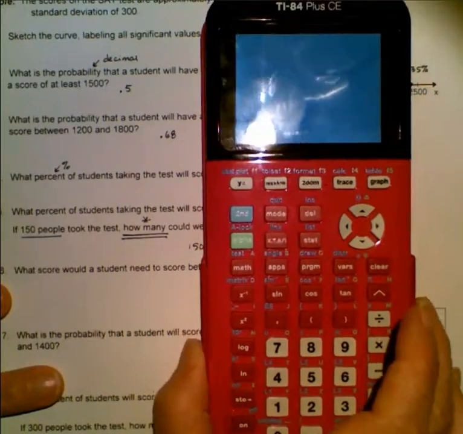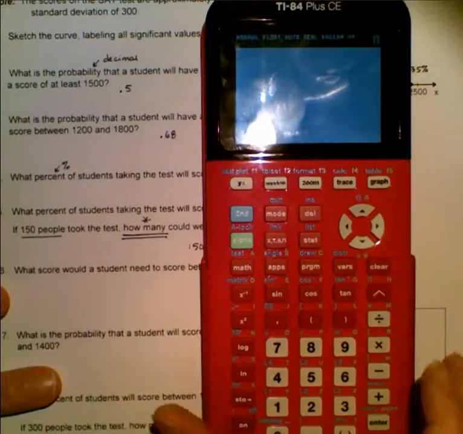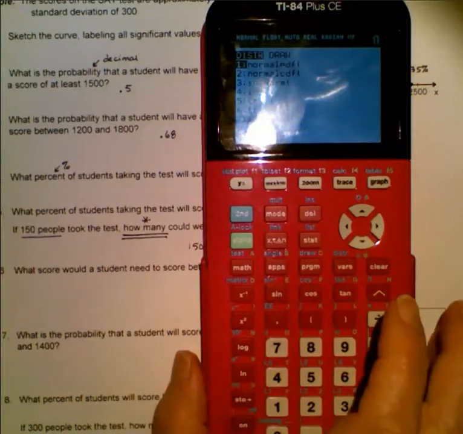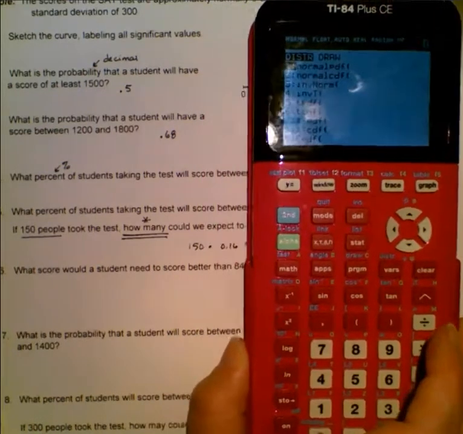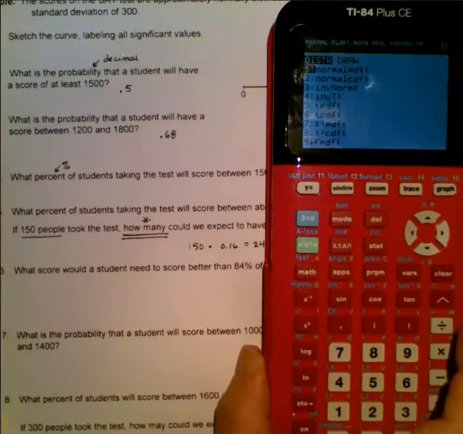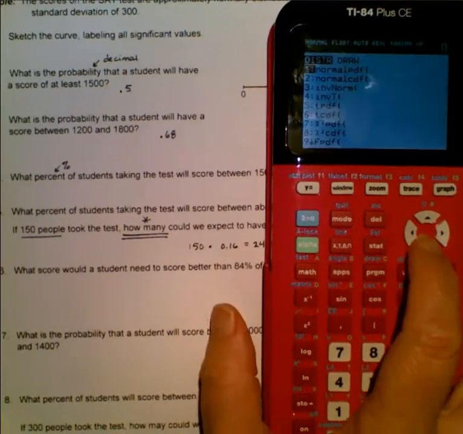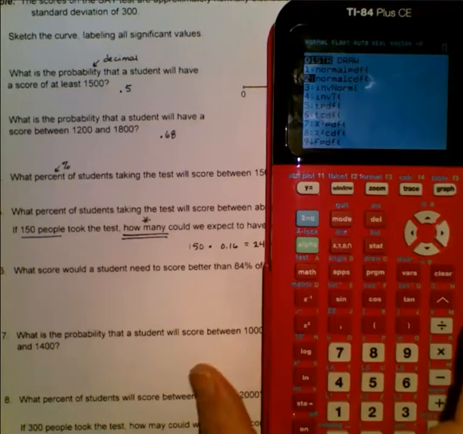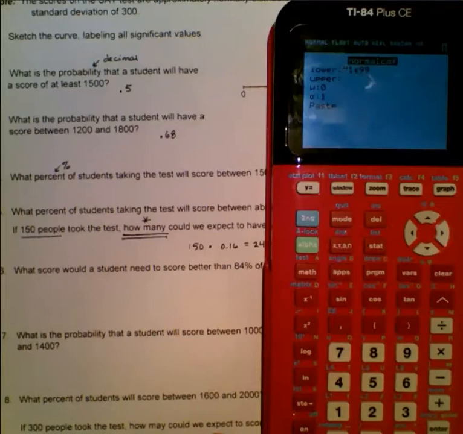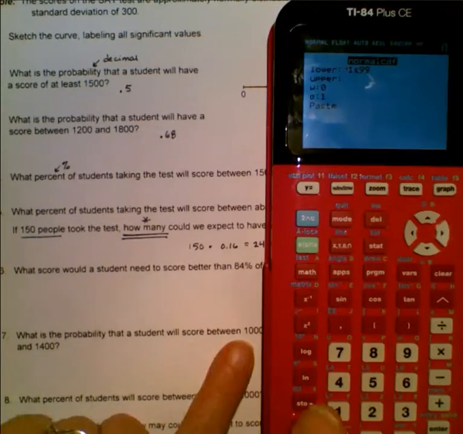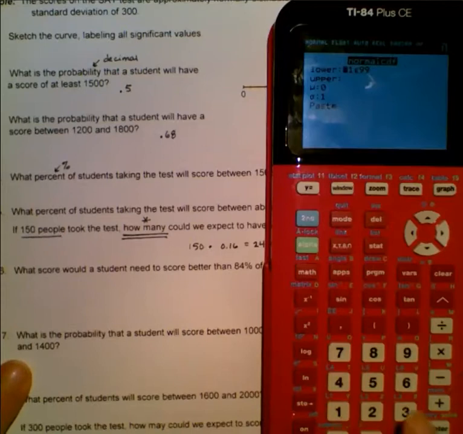So we are going to press second and vars. Let me see if I can get the glare off the screen here. Second and vars. And we're going to use this second one, which is normal CDF. Now, if you don't have the little helper, it's fine. You're just going to enter these things with commas in between them. Notice it says we want the lower. Well, we want scores between 1000 and 1400. So our lower is going to be 1000. Our upper is going to be the 1400.